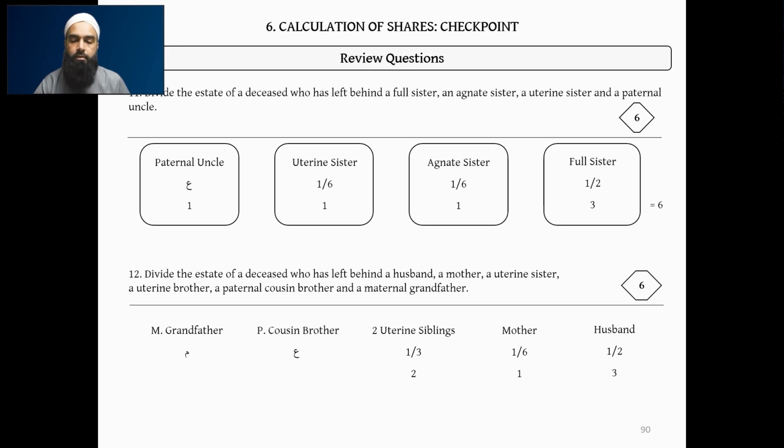And the cousin brother gets nothing, and the grandfather receives nothing. The reason the cousin brother gets nothing is because when you add it up, 3 plus 1 from the mother and 2 from the uterine siblings, there's nothing left to give to the cousin brother. So though he is an agnatic shareholder, he gets nothing because there's nothing left over. So this is where you understand that the fixed Quranic shareholders are stronger in comparison to the agnatic shareholder like this. So these examples are complete.